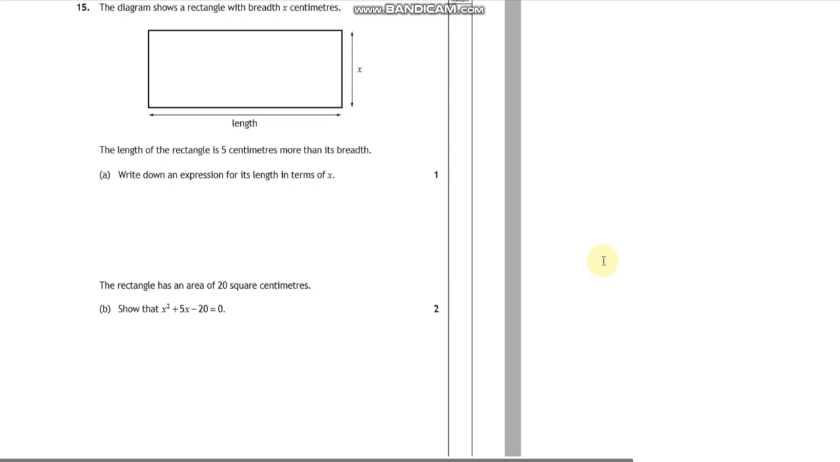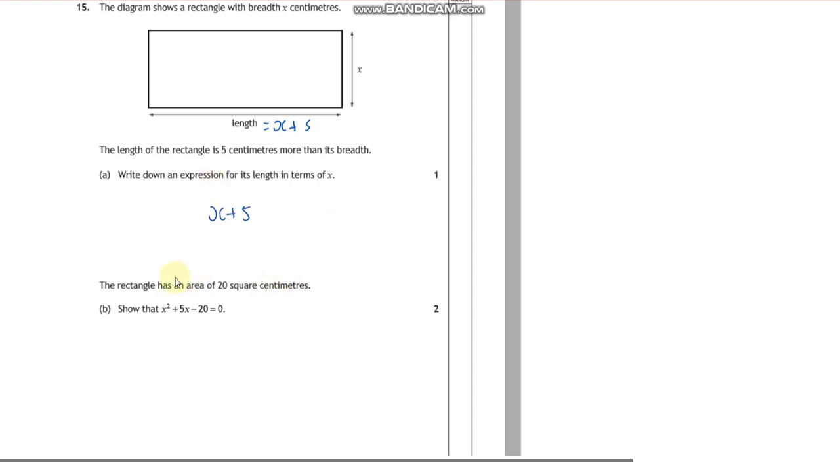Okay, nearly finished. Last couple of questions, so they're getting a little bit trickier. This one, the diagram shows a rectangle. The length of the rectangle is 5 centimeters more than its breadth. There's the breadth, there's the length. This is 5 more. Write down an expression. Well, simply then that is going to be x plus 5, because it's 5 centimeters more. Yeah, so x plus 5.